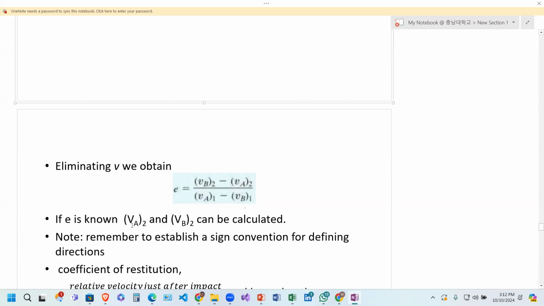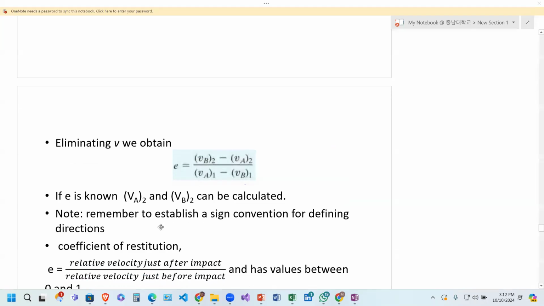If we know e, the coefficient of restitution, then the final velocity of particle A and the final velocity of particle B, the first particle and the second particle, can be calculated from this. Remember to establish a sign convention for defining directions. You have to know which one is positive and which one is negative. For example, if this particle is going this side, you may choose this to be positive, whereas if that particle is going the other side, you may choose that to be negative. So you need to know the sign convention.